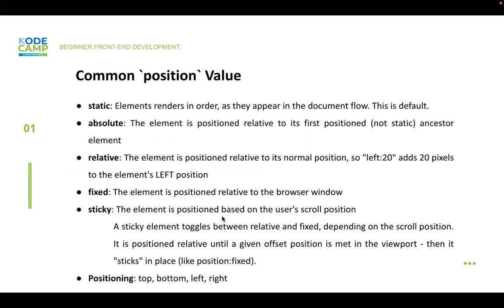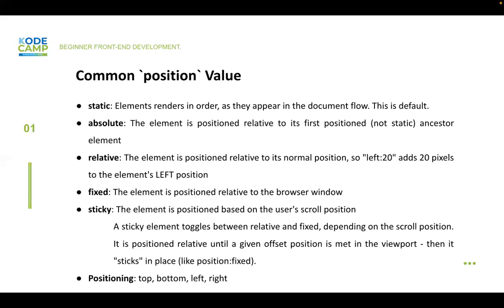And then we have common position values. The way we have display flex, or color red, or background, we have position as a property, and then we have the value. The same thing for position, we have different values. So we have position static. Position is the property, and then we have a value, static.